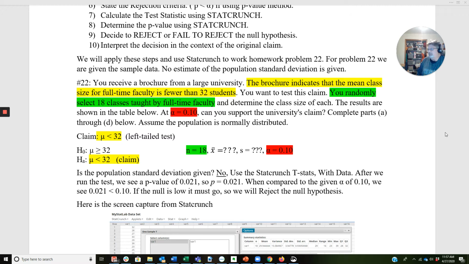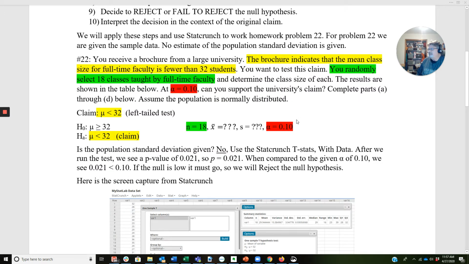And then we're going to complete parts A through D this time. Assume the population is normally distributed. Remember, they have to tell us that for us to be able to use the tools to run the test. So the claim is that mu is less than 32. Well, the condition of equality is not there, and that indicates that we're going to be doing a left-tailed test. So we've taken the claim, we've moved it down to the alternative hypothesis because the condition of equality is not in the claim. And then the complement for the null hypothesis is mu is greater than or equal to 32.